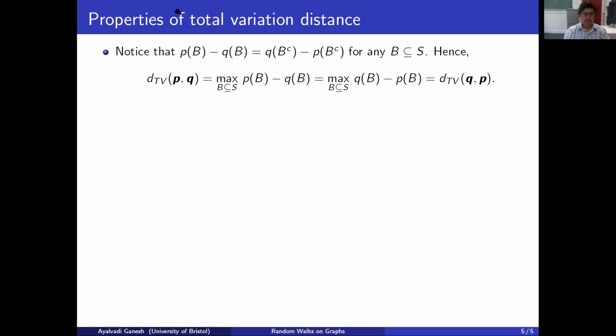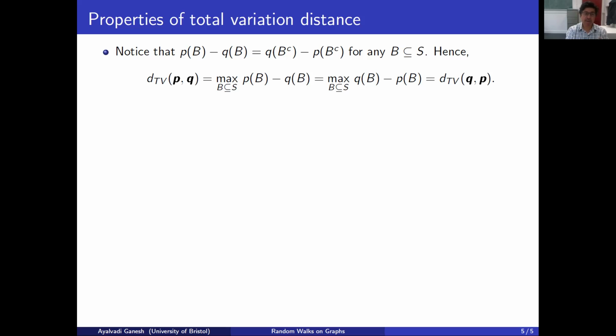Okay, so now let's look at some properties of this distance measure we defined. The first thing to notice is if you fix a subset B of S and look at this difference PB minus QB, then that's the same as Q of B complement minus P of B complement. Why is that? P of B is just 1 minus P of B complement because B and B complement are disjoint or mutually exclusive sets whose union is all of S.